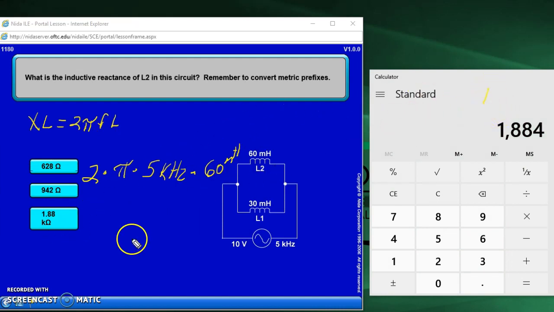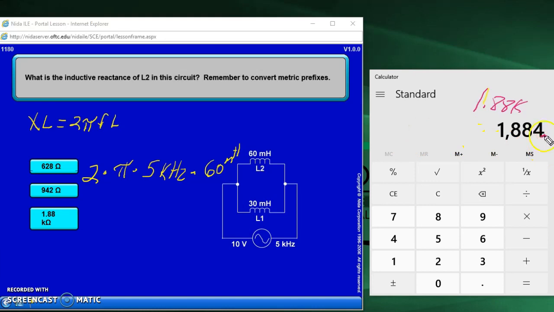Let me use a different color here because that doesn't show up too well. So that is 1.88K ohms. So if we take this, our decimal place is actually right here right now. I don't know why I highlighted the comma. I guess because I saw it, so let's undo that. Our decimal is right here.